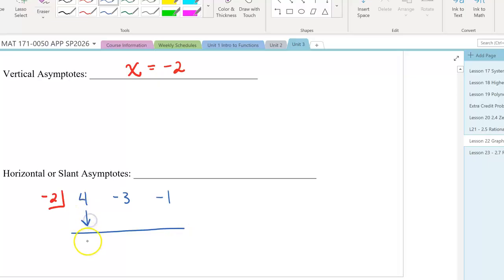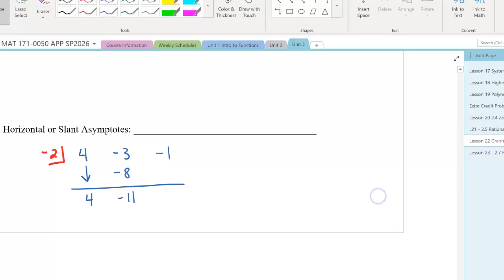Now I'm going to bring down the 4. Negative 2 times 4 is negative 8, which gives me negative 11. I really could stop there, but just to finish this out, 22 minus 1 is 21. Remember, we throw away the remainder, and this is the slope and the y-intercept of your slant asymptote.